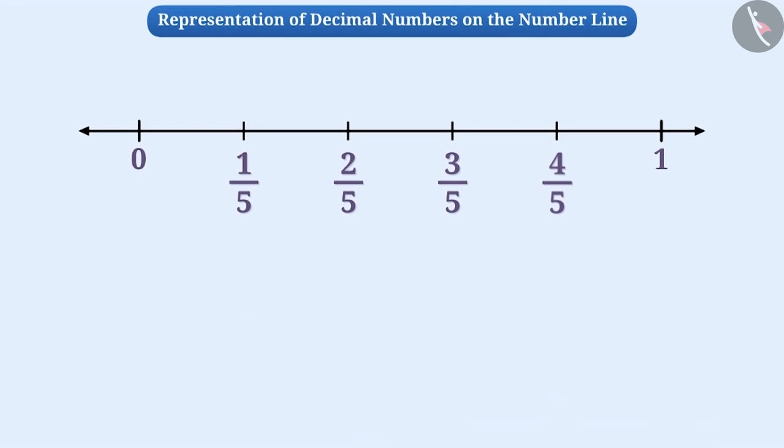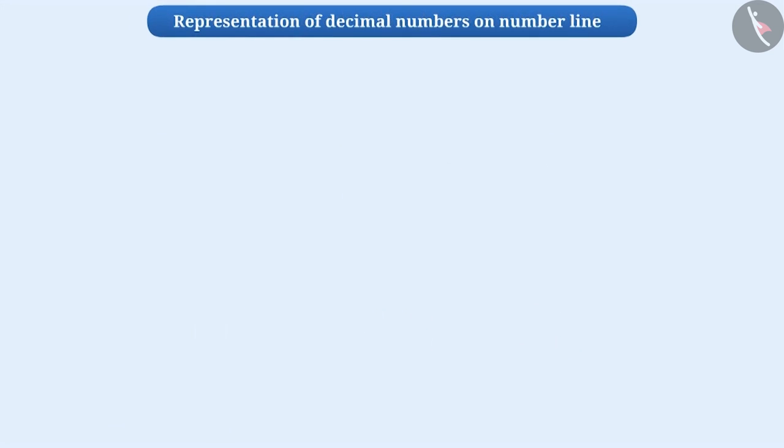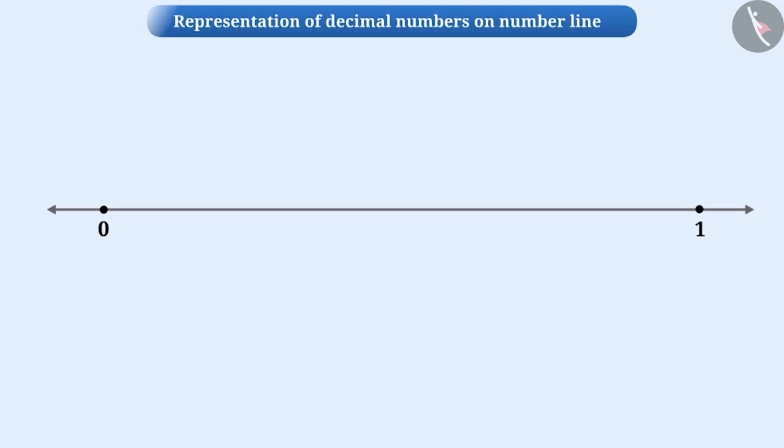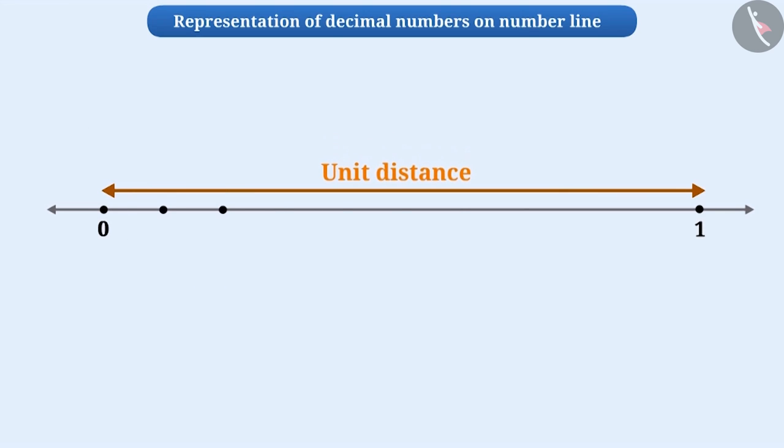Like fractions, we can also represent decimal numbers on the number line. Let's understand this. Here is a number line. We have taken a few numbers on it to represent the decimal numbers. Let's divide unit distance in 10 equal parts. Can you tell how one part among this will be represented? Think for a while.